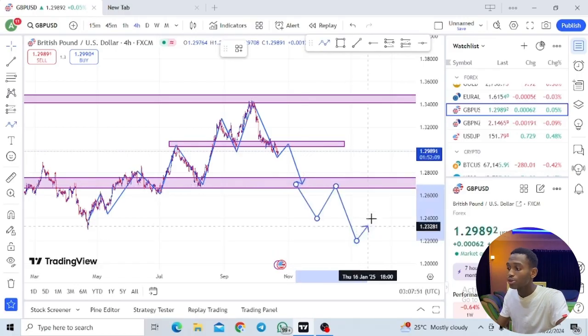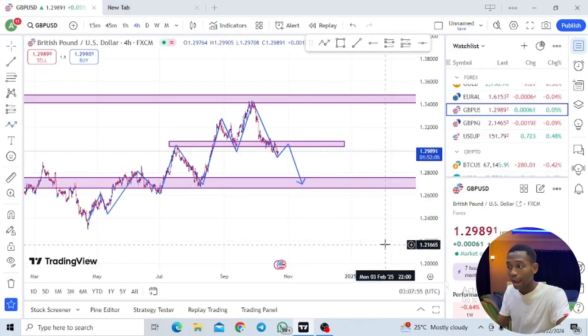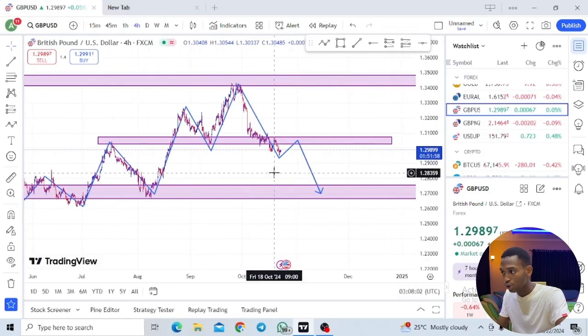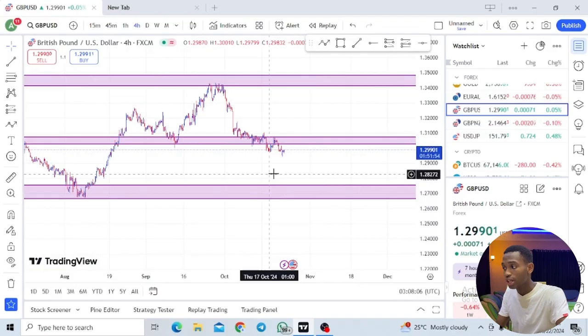Believe me, it's going to be doing lower lows and lower highs, and it's just going to be going to the downside. Why? Because it has done a shift of structure. This is what is called a shift of structure. And a shift of structure happens when the market is about to change direction.